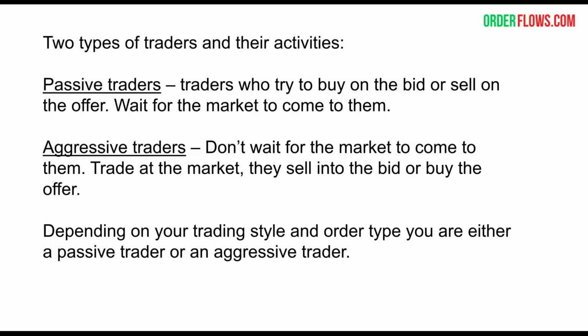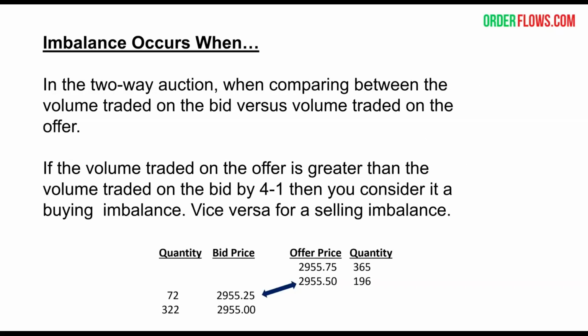Now, an aggressive trader is someone that doesn't wait for the market to come to them. They trade at the market. They sell into the bid or buy the offer. They do a market order basically. So they see the market is offered at 55 3/4. They buy the 55 3/4. They want to get in the market. They want to get in now.